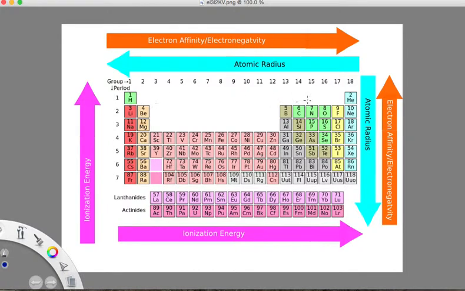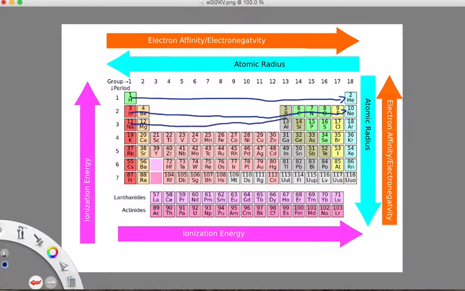As you go across each period, so from here to there, going across the periods like this. And we're going to ignore, by the way, these guys over here. They're the noble elements. They don't play nice, so they'll just be left out of our discussion for today.